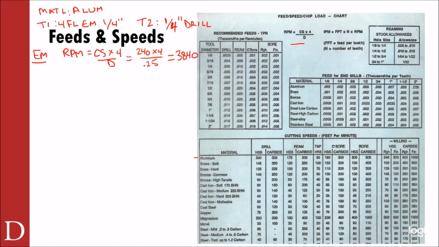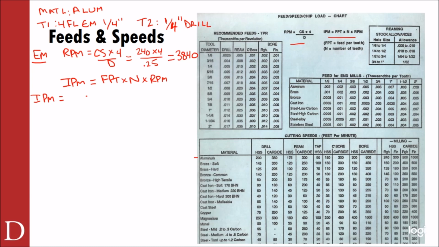My inches per minute, or my feed rate, is going to be FPT times N, which is the number of flutes, times my RPM, my speed. If you're unsure where I'm getting that from, that's actually coming over from here. So my inches per minute.